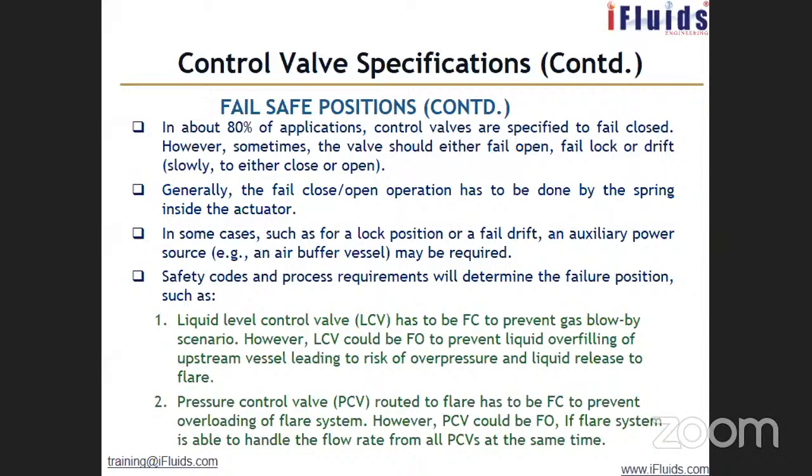Pressure control valves that are routed to flare usually have to be failure close to prevent overloading of the flare system. However, the pressure control valve could be FO if the flare system is able to handle the flow rate. It depends upon the capacity of the flare system, which is also designed by the process engineer. So depending on the operating scenarios of the process, you have to decide fail close, fail open, or fail locked, or FLDO or FLDC, correct?